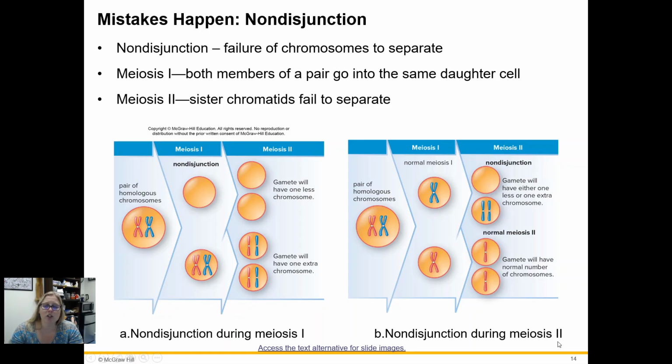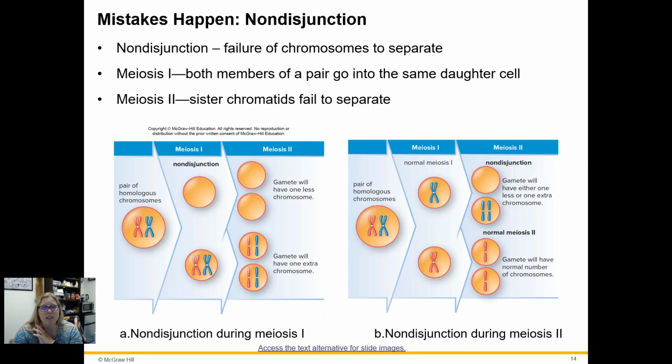In non-disjunction during meiosis 2, we actually end up with 2 gametes that would have a normal haploid number. And we would get 2 gametes, one would be n plus 1 and one would be n minus 1. If either one of those were fertilized, we would see an abnormal chromosome number. But if either of the other 2 are fertilized, we probably wouldn't know that a non-disjunction event ever occurred. These are still failures to separate.